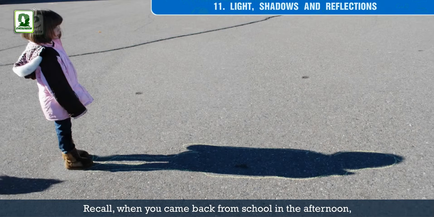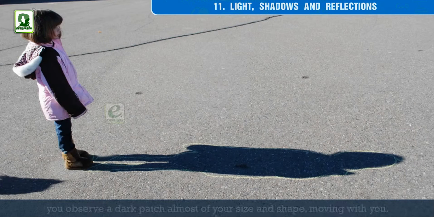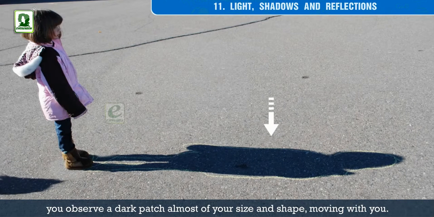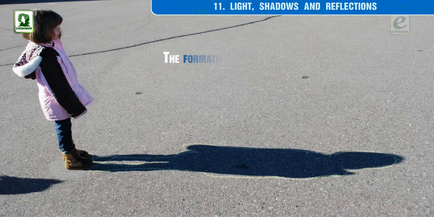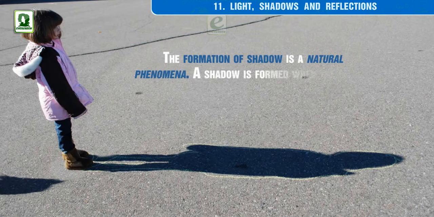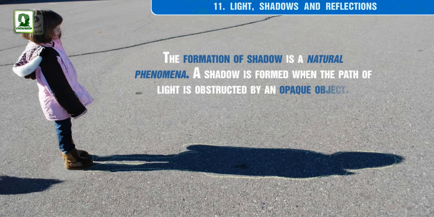Recall when you came back from school in the afternoon. You observe a dark patch almost of your size and shape moving with you. What is this? This is your shadow. The formation of shadow is a natural phenomenon. A shadow is formed when the path of light is obstructed by an opaque object.